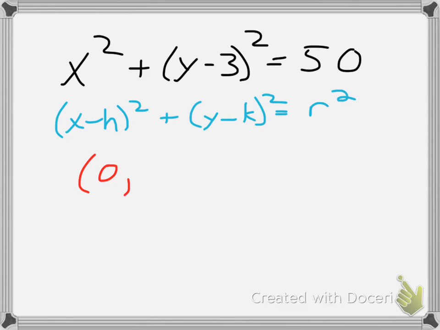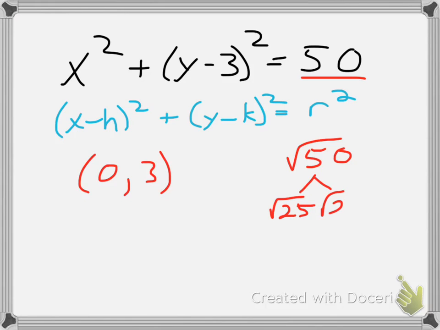Now, same as before, negative 3 here, so a positive 3 in my center. This time, when I take the square root of 50, it's not a perfect square. I want to reduce that to the square root of 25 times the square root of 2, which means my radius is going to be 5 square root of 2.